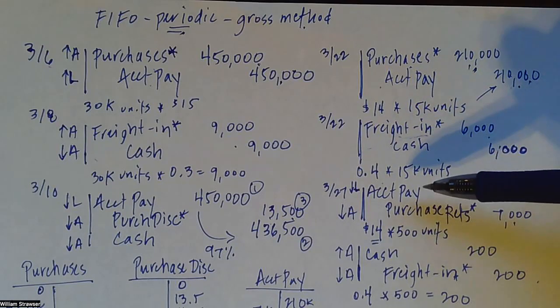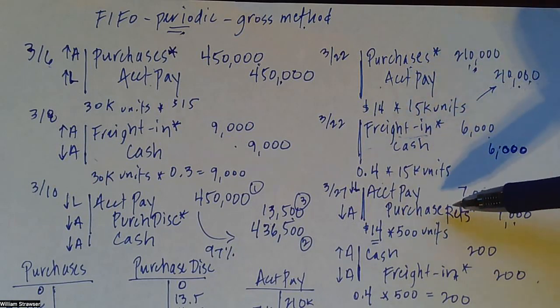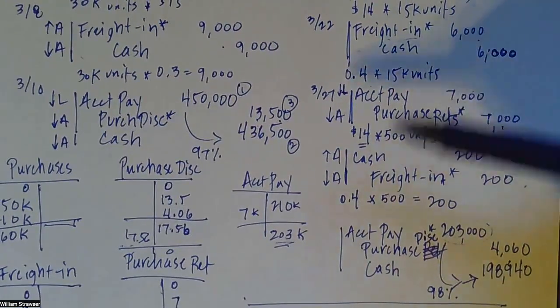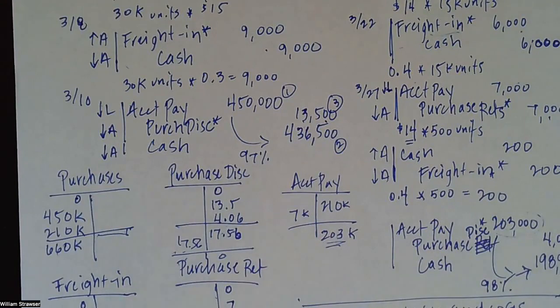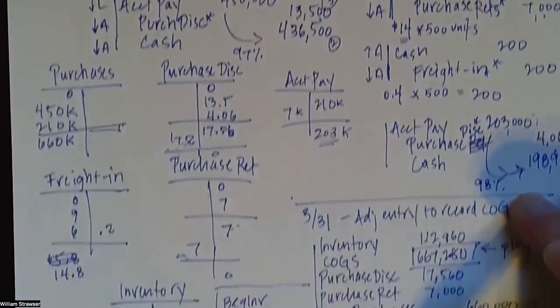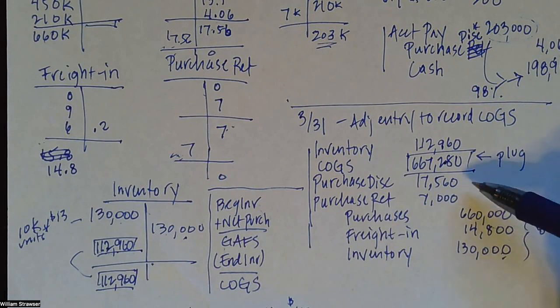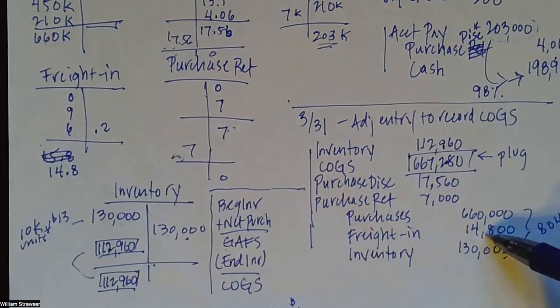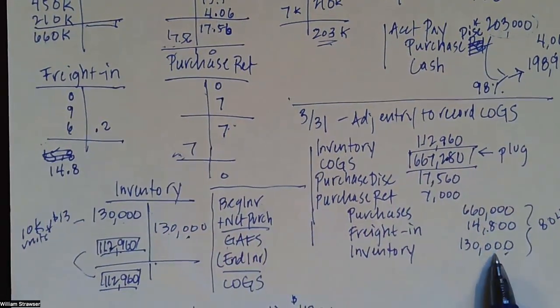We're using the periodic accounts: purchases, freight in, purchase returns, purchase discounts, right? So all of those periodic accounts are used and we track them because we're going to need them in order to report the cost of goods sold for the period. We're going to have to close those out, all of the contra and the adjunct accounts. We close out beginning inventory with a credit.